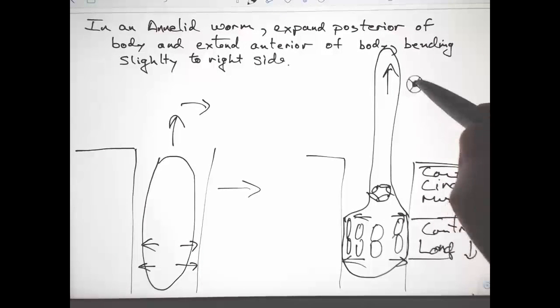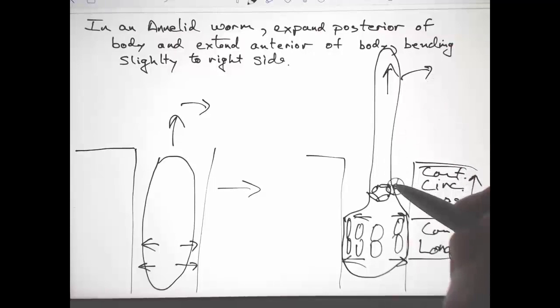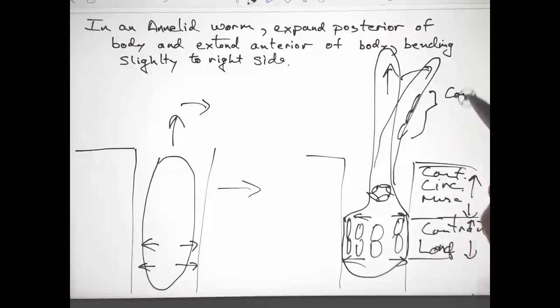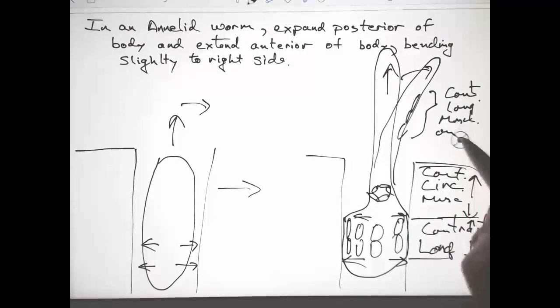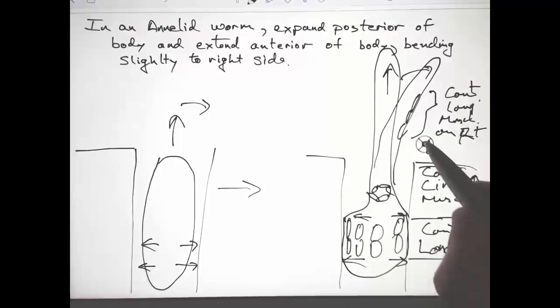And if we wanted to bend slightly to one side, we'd contract longitudinal muscles on the right side slightly.